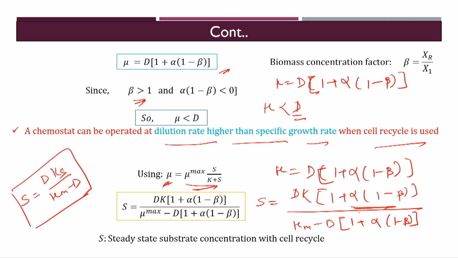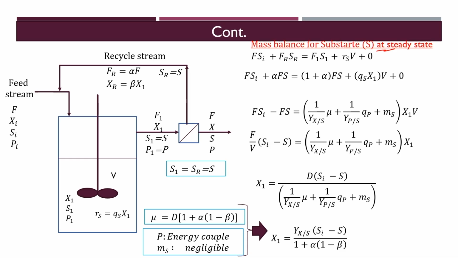Now, we can do a similar mass balance for the substrate here. What is coming in: F SI plus the recycle stream F S R. What is going out: F1 S1 plus the rate of substrate utilization RS into V. So, we are saying F SI, FR will be alpha into F into S, F1 is 1 plus alpha into F into S, RS is simply QS into X1, and this is the QS.